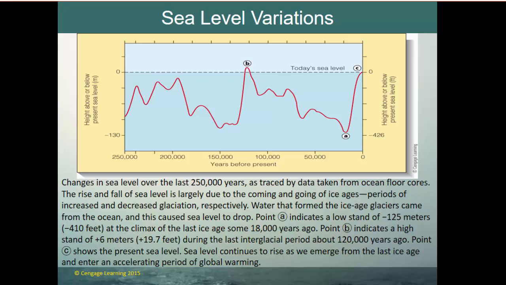Now, B indicates a high stand, 6 meters or so above current sea level, during the last time we were interglacial, or between glaciation. This cold period, low sea level, represents glaciation. This is the last interglacial. We're currently in an interglacial as well. And that was about 120,000 years ago, the last interglacial. And point C shows the present sea level.